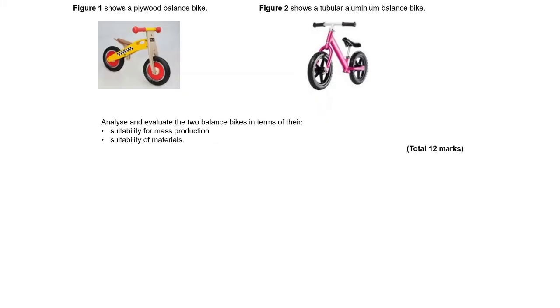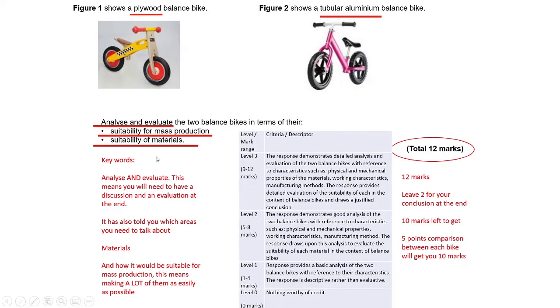So the next one is, and some people have probably seen this question before as well, exactly the same kind of thing. You've got similar but dissimilar products. You've got two children's bikes, one made out of plywood, one made out of aluminium. So analyze and evaluate the two balance bikes in terms of their suitability for mass production and suitability of materials. So analyze and evaluate, so obviously that means there must be a summary at the end. There's got to be a key discussion and a decision at the end.